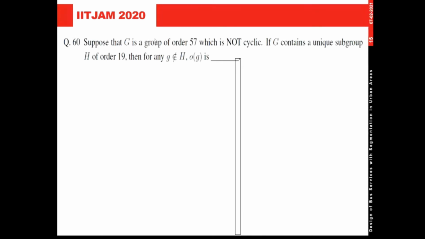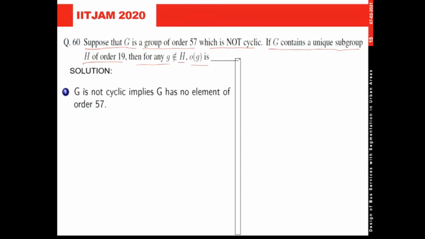So this is the problem. Suppose G is a group of order 57 which is not cyclic. If G contains a unique subgroup H of order 19, then for any g not belonging to H, the order of g is dash. So we want to find, if g is not in the unique subgroup H, what is the order of g.